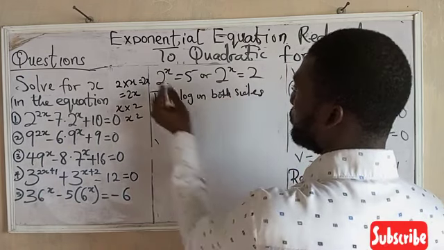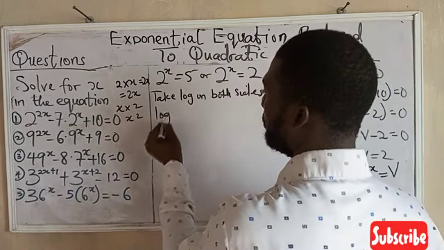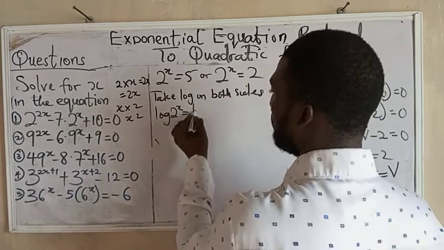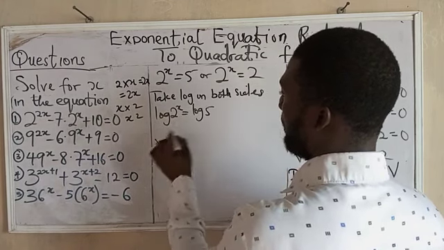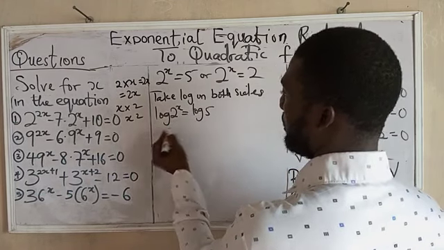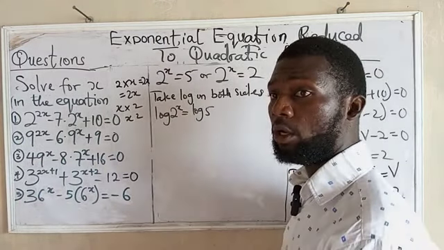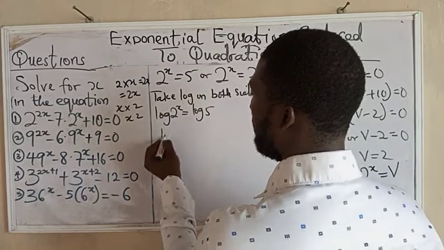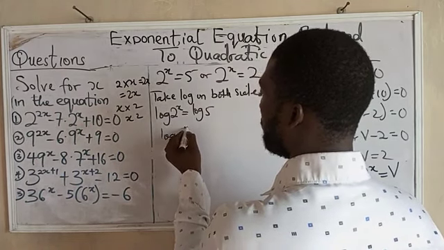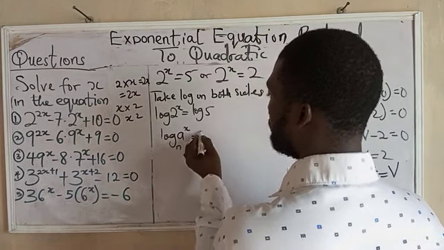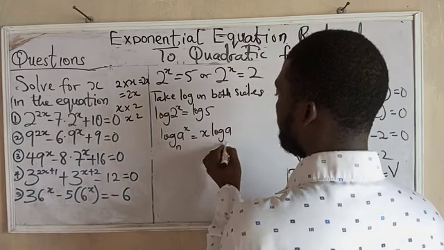So we have log 2 raised to power x equals log 5. And in this case, we are going to use what is called the power law of logarithm, or the logarithmic power law that tells us that log a raised to power x base n equals x log a base n.